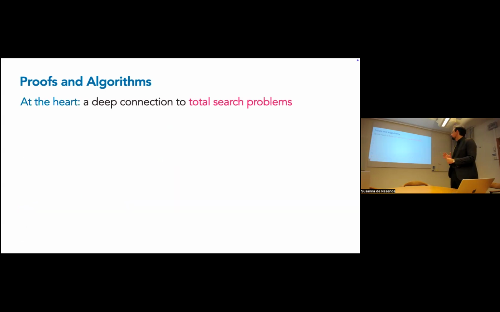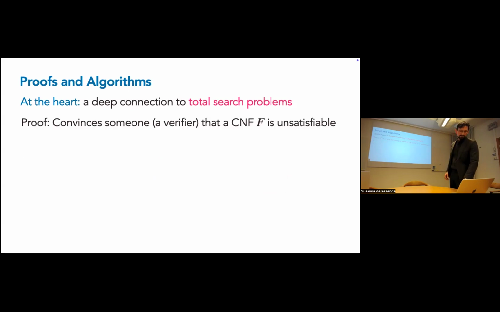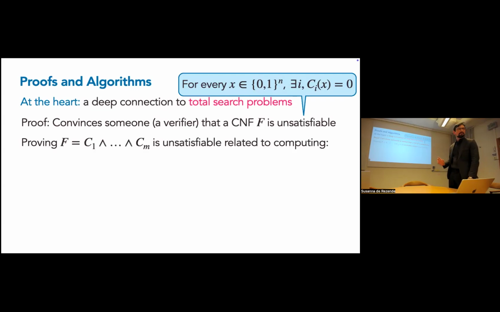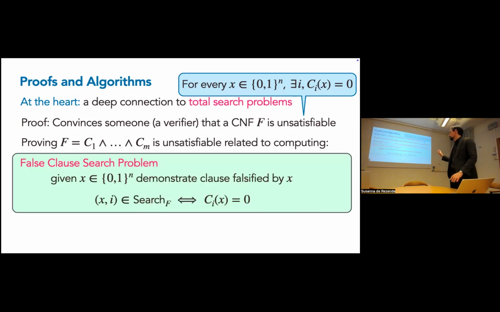Okay, so at the heart of all of these connections is a deep connection to the study of total search problems. The intuition is that a proof convinces somebody, a verifier, that a CNF formula is unsatisfiable. That is, for every input, the formula is false. Or more specifically, for every input, there's a falsified clause. So proving that a CNF formula is unsatisfiable is related to computing the following false clause search problem, which is very central to these connections between proofs and algorithms.